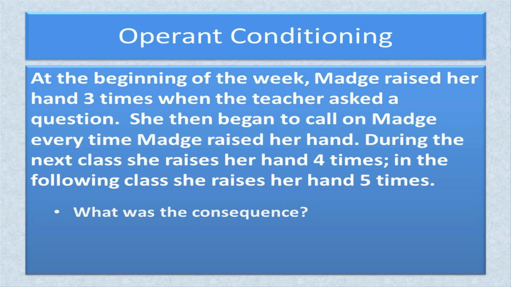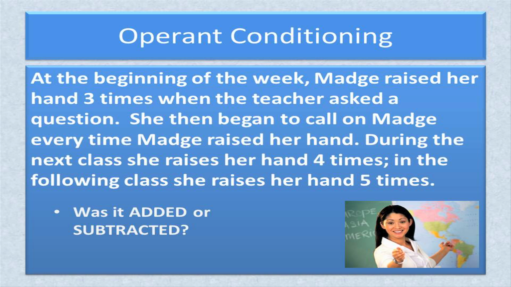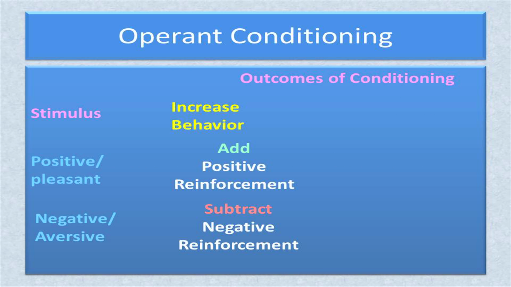Next, what was the consequence in this example? It was a teacher calling on Madge. Was the stimulus added or subtracted? Right, the teacher added the stimulus of calling on Madge. So now we know that the operant conditioning used was not negative reinforcement because that would have involved subtracting a negative or aversive stimulus to increase the frequency of a target behavior, and therefore this is an example of positive reinforcement. A positive stimulus of calling on Madge was added, resulting in an increase in Madge's raising her hand behavior.